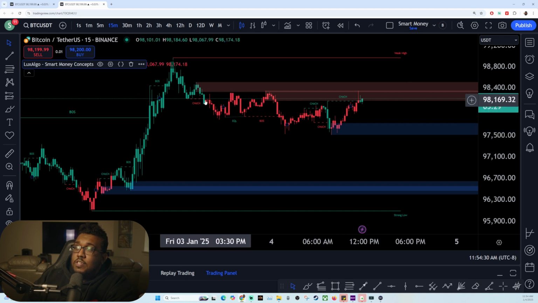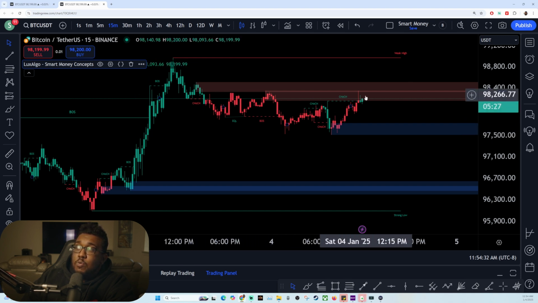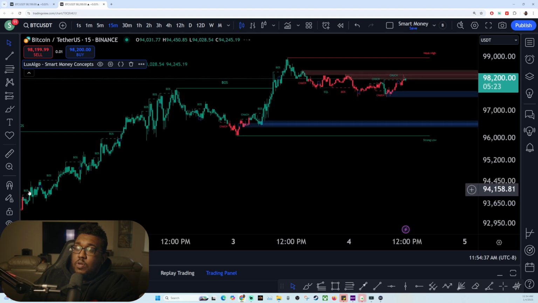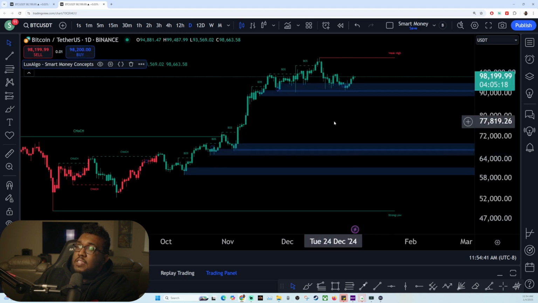Here's the 15-minute chart, sell right here, made some money. This one did not work. This one may work. This one worked out. This one worked out here. This one worked out from over here. So again, we're looking at some really good stuff here. However, I'm going to go back to the daily chart here.